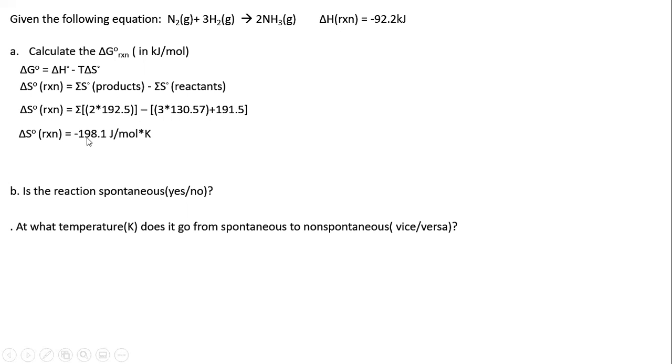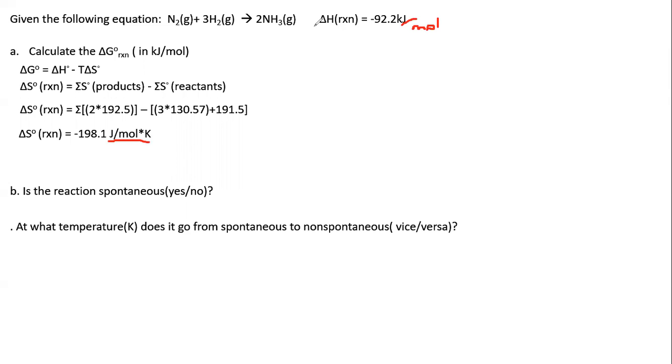Here, as we predicted in the previous slide, it was negative. Here it shows you quantitatively that it's negative. Now notice that delta H is in kilojoules, actually kilojoules per mole, and delta S is in joules per mole Kelvin.